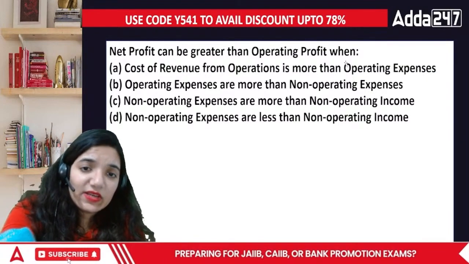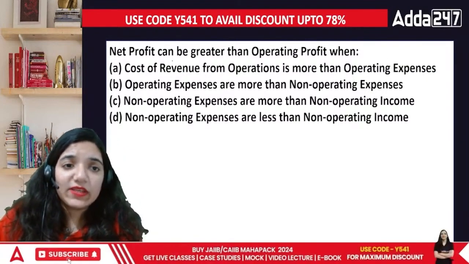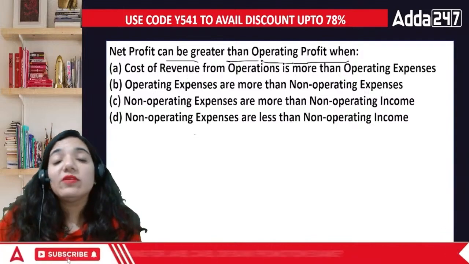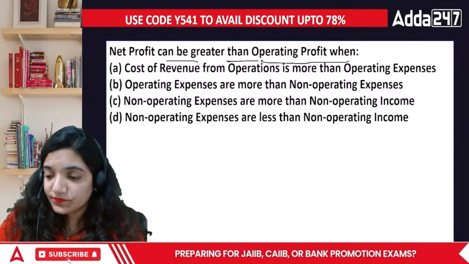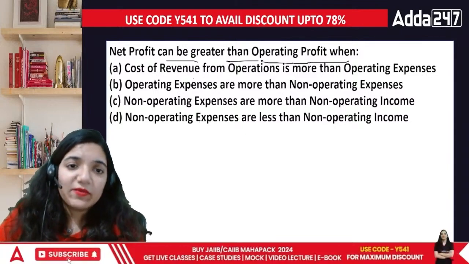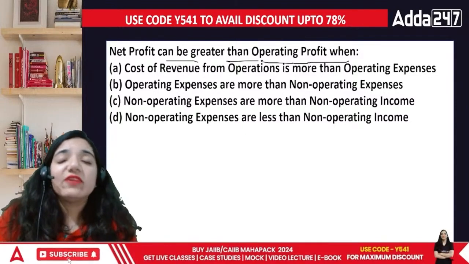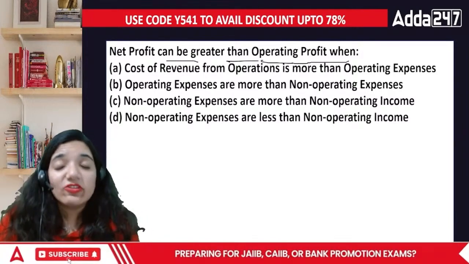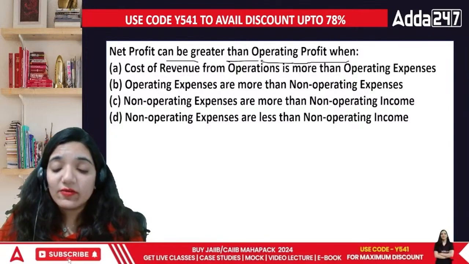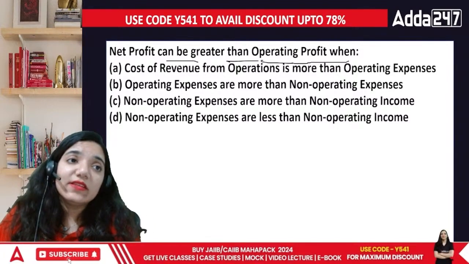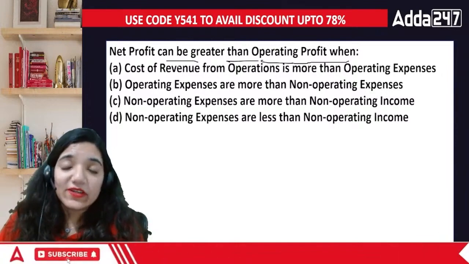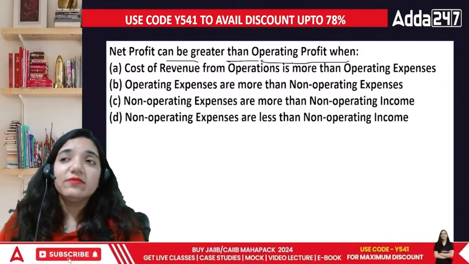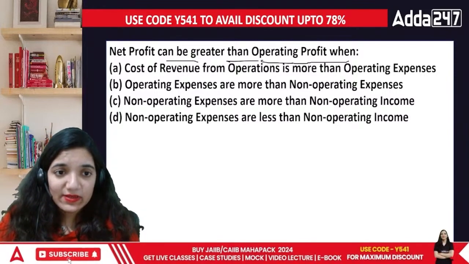This question relates to the area of net profit can be greater than operating profit. When can the net profit be greater than operating profit? Actually, operating profit and net profit have only one major difference. Operating profit talks about only and only that part of the profit which the organization is making because they are working, they are operating their business. So operating profit is the money exclusively generated from the business, while net profit is the general funds that you are generating.